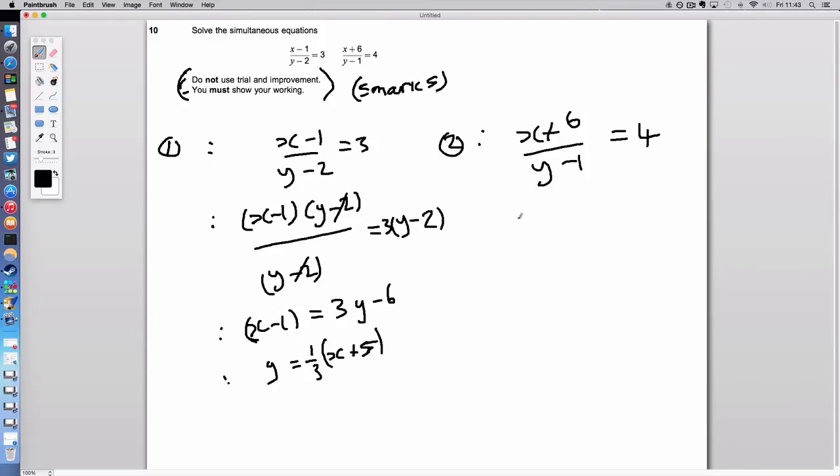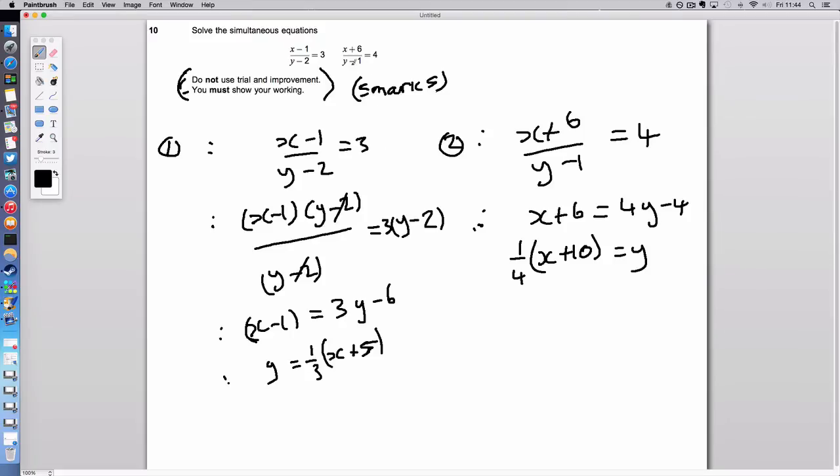So I'll quickly go through that. So we have x plus 6 is equal to 4y minus 4, and then in terms of y, x plus 10 over 4 equals y. Okay, so we've got 2 linear equations. In order to solve these, we need to set them equal to each other, because essentially these 2 equations, 1 and 2, are the same.